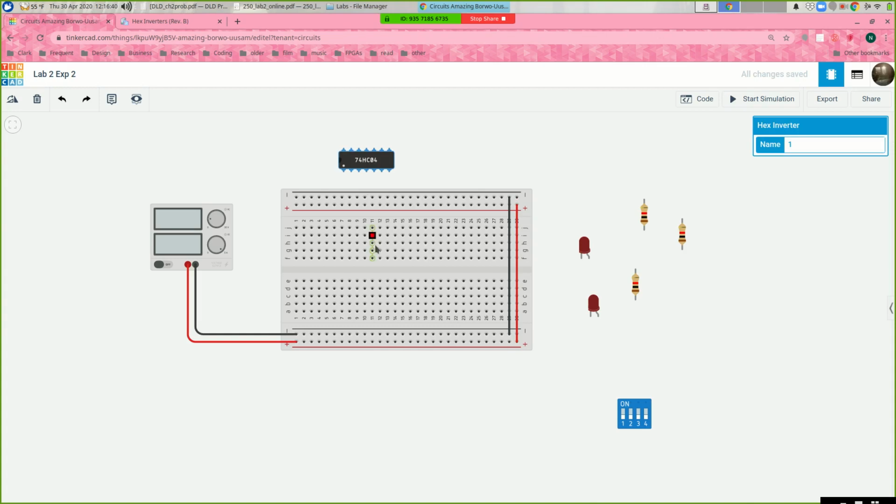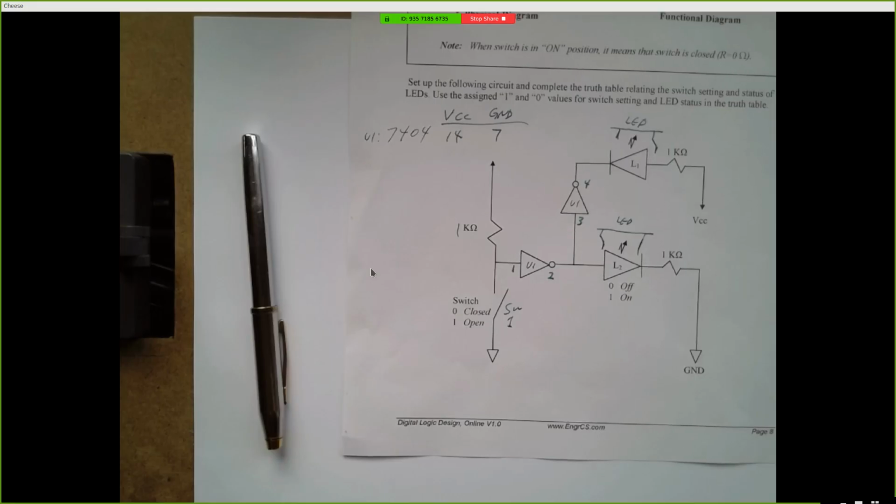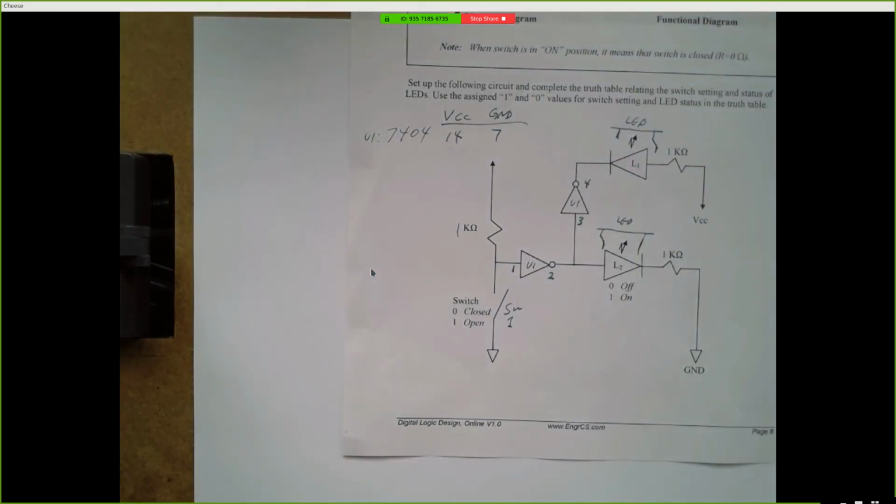Let's put the chip down here. I don't know where the best place is to put it, so I'll just put it here for now. I'm going to put my switch over here on the left, and I'm going to use this leftmost position, so I'm going to use switch 1. Let me bring it over just a little bit. All right, I'm going to start marking my schematic as I build things.